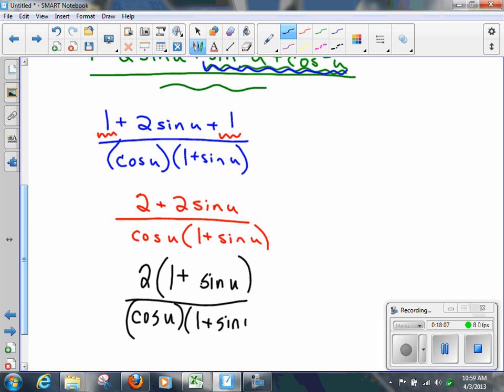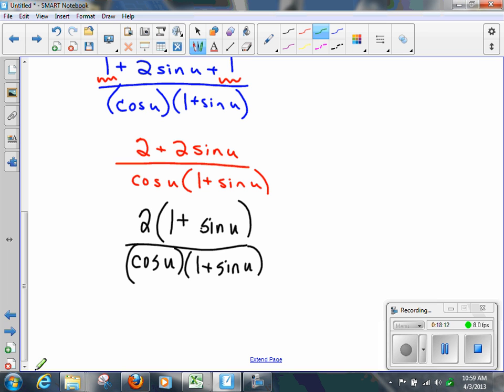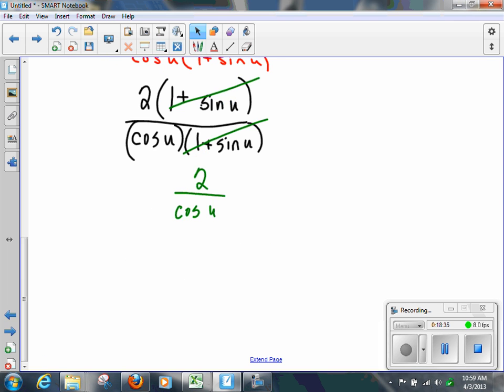And what did you just set yourself up to do? Now I can cross cancel my 1 plus sine u. And then we get 2 over cosine u. I'm done, right? Nope. This is like leaving your problem as 2/4. And what would you do? Can you leave your answer as 2/4? No. How can I change that? Do you recognize that cosine is in the denominator? And when cosine's in the denominator, what does that mean?